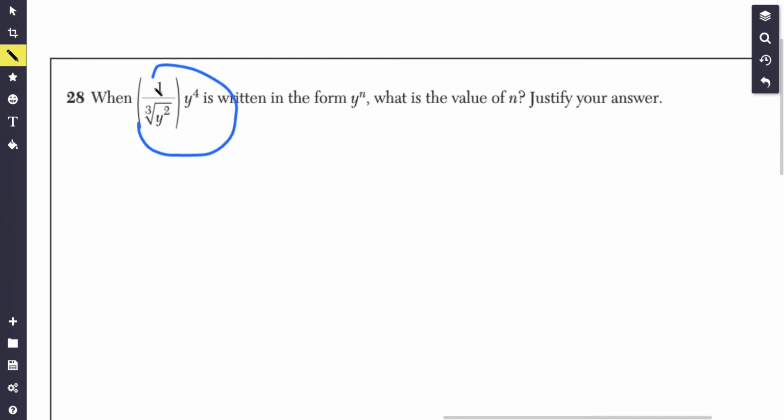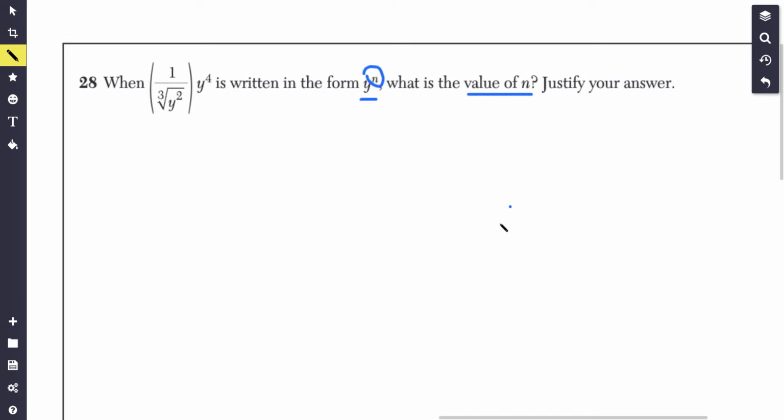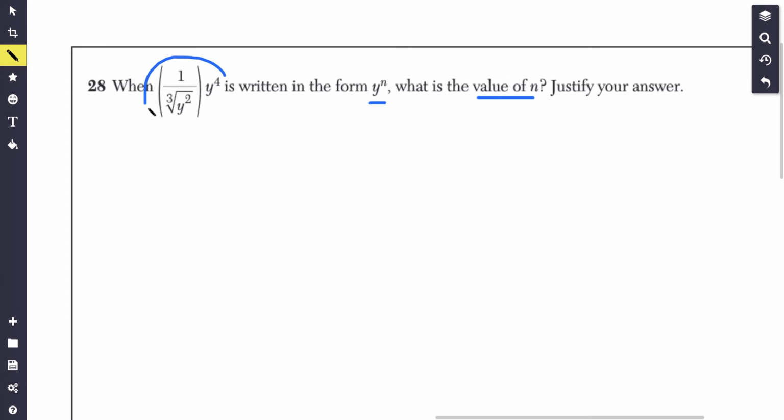When this right over here is written in the form y to the n, what is the value of n? And justify your answer. So it seems like this is some sort of exponent property problem, where you have to combine all of these y's into one single exponent, y to some exponent.